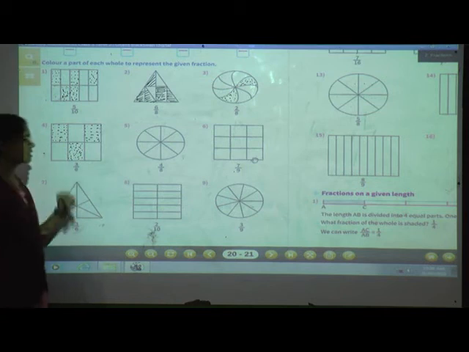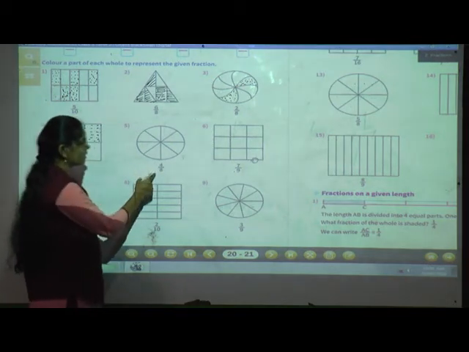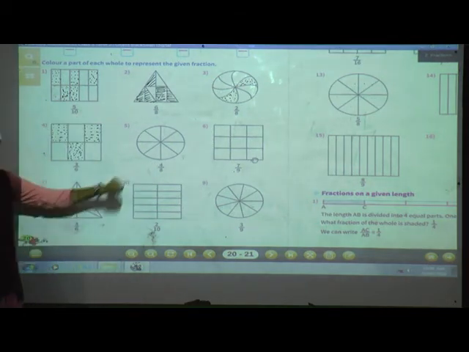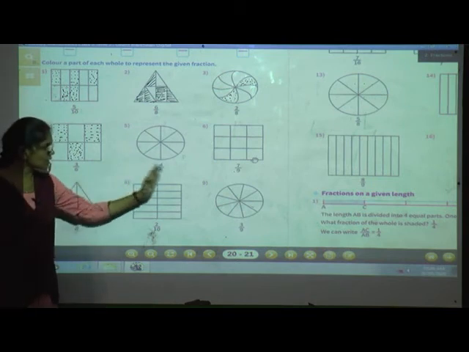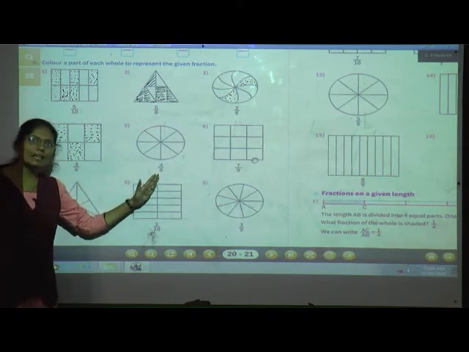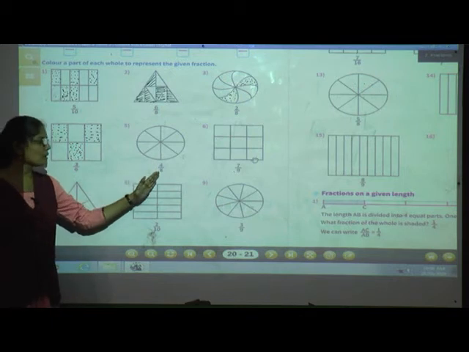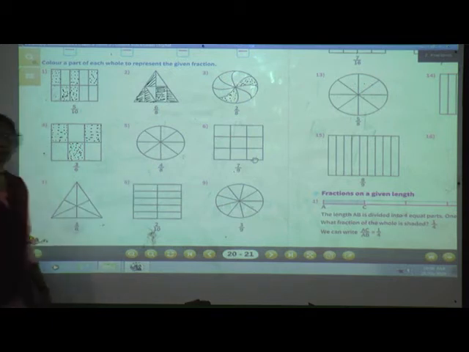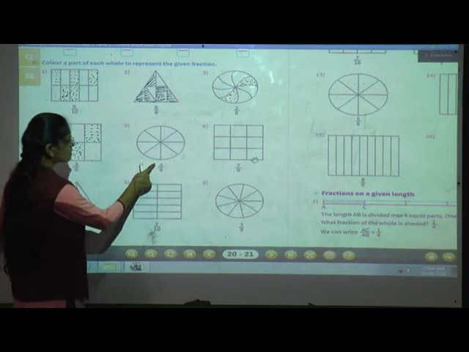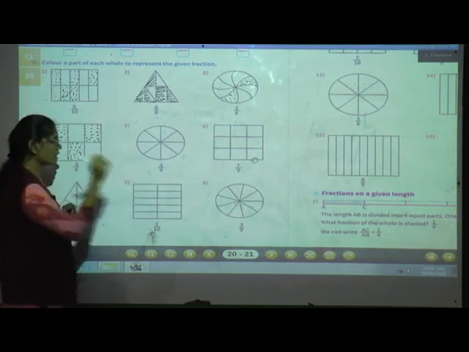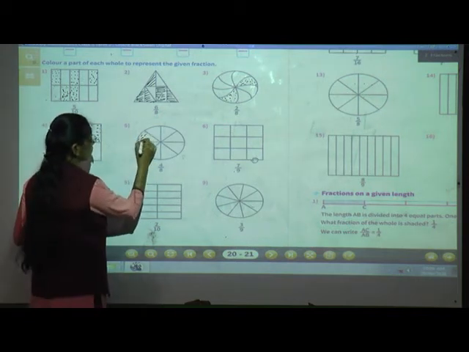Okay. Now see this example. The fraction is, read this fraction, 4 by 8. Means this whole is divided into how many parts? 8 parts. Okay. And out of those 8 parts we have to color 4 parts because the numerator is 4. Okay. So color 4 parts.